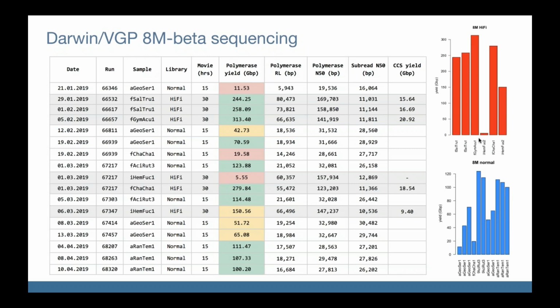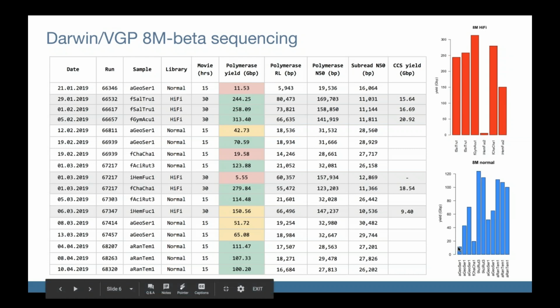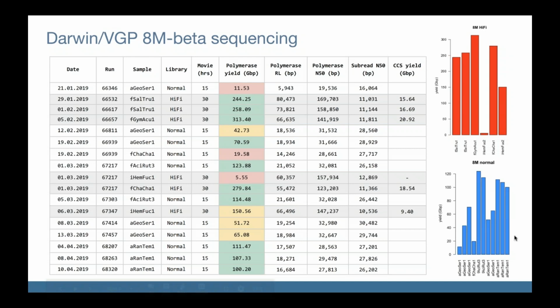We had one failure in the HiFi run here, but then that subsequently ran and gave a good yield. And for the CLR runs, we started off a little rocky, but then we've got more consistent towards the end, and we've had runs since this which have been at high levels, sort of 80 plus, 80 to 90 to 100 plus gigs. So we're quite happy that after some initial teething, it seems to be running quite consistently in our hands.